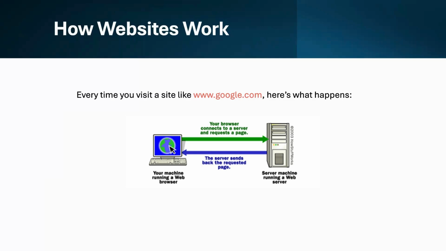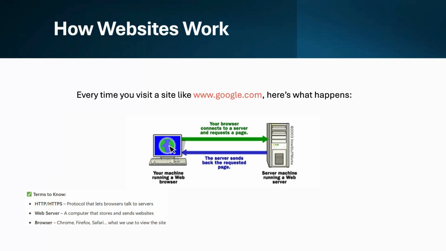Every time you visit a site like www.google.com, here's what happens. You type a URL and your browser sends a request via HTTP or HTTPS. Then the web server receives it and sends back a response. Your browser shows the web page built with HTML, the structure, CSS, the style, and JavaScript, any interactivity.